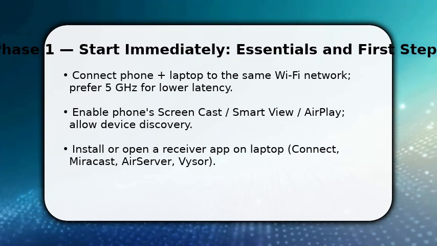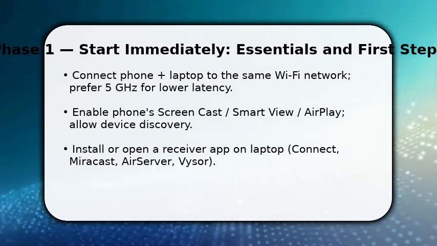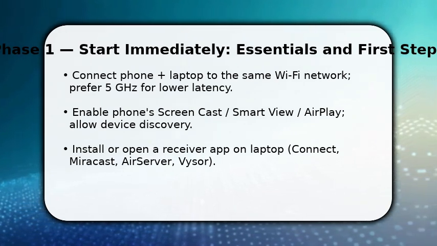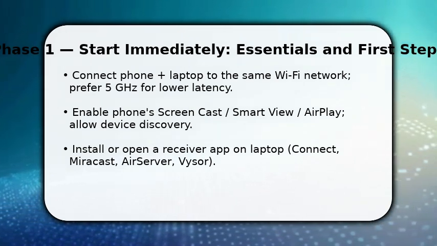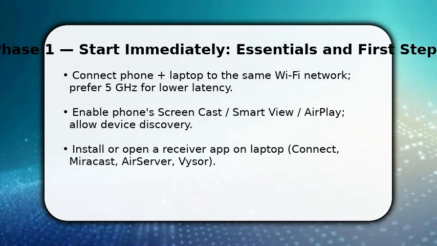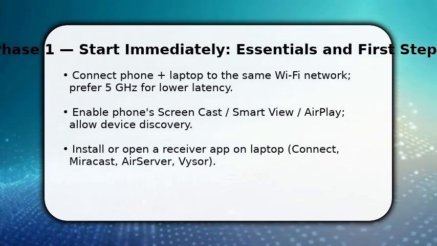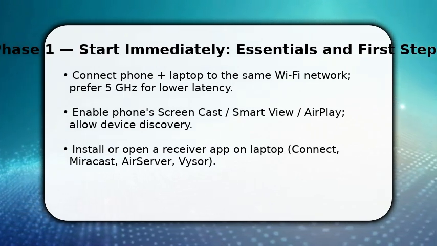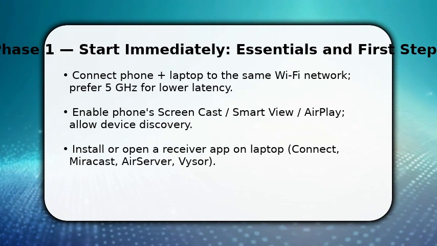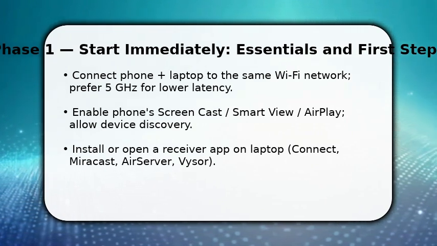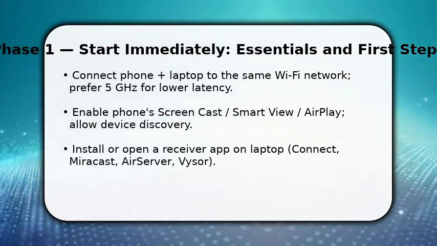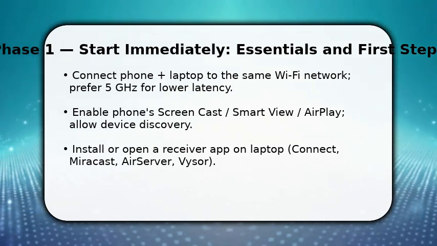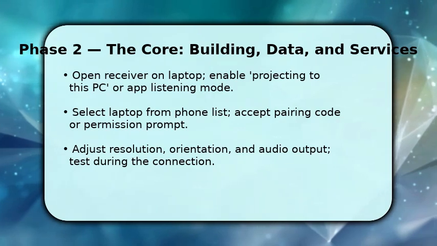You begin by getting both devices ready. Make sure they share the same Wi-Fi network, ideally 5 GHz for less lag. Next, open your phone's screencast or AirPlay control and turn on device discovery so the laptop can appear. On the laptop, install or open the receiving app, connect Miracast, AirServer, or a USB tool like Vicer. Once done, grant any permission prompts on both devices so discovery can proceed, and keep both screens awake while you continue.